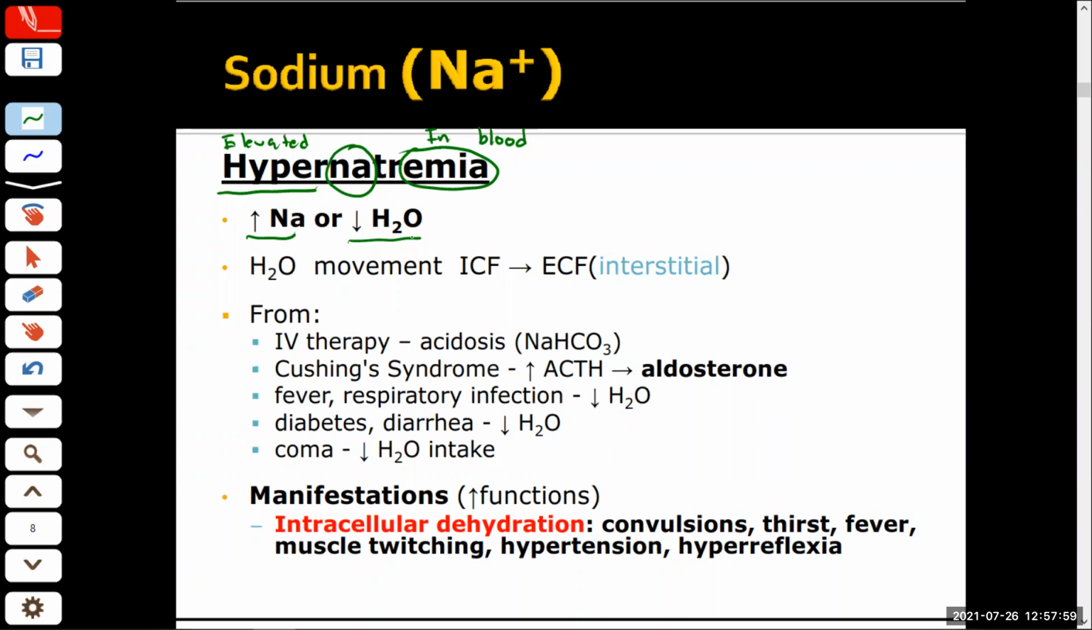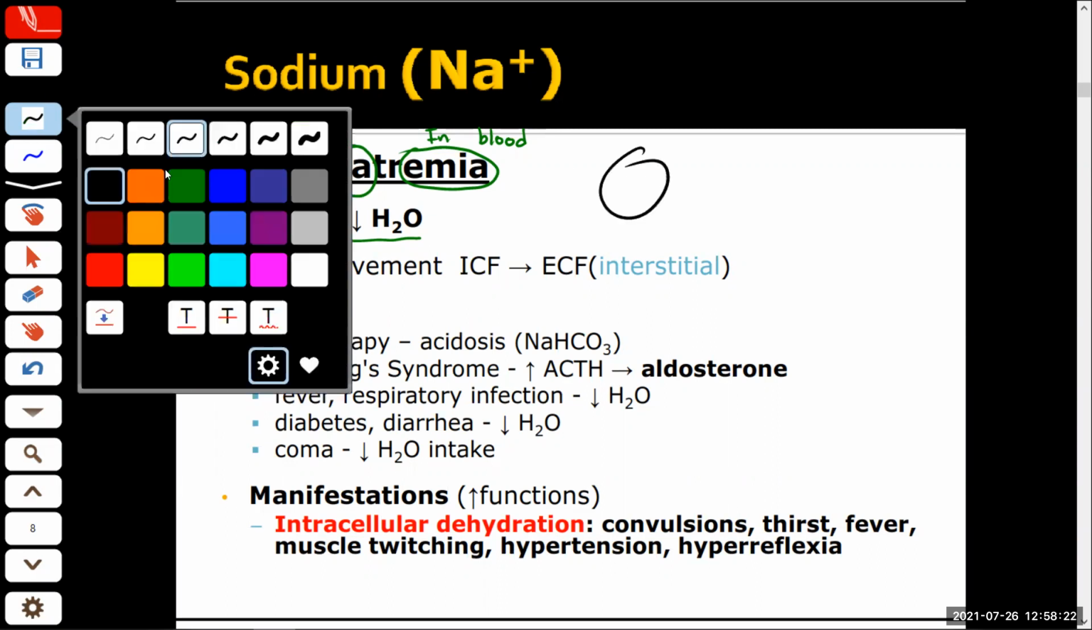Okay, so hypernatremia comes from two ways. A, I eat too many Big Macs. B, I don't drink enough water. Both of those would result in dehydration. Agreed? Basically, it would lead to dehydration. Okay, why? Why would it lead to dehydration?